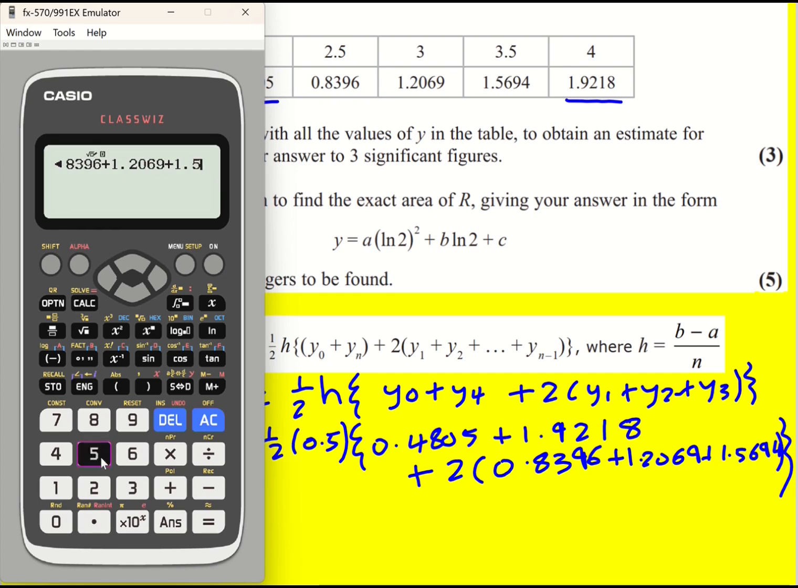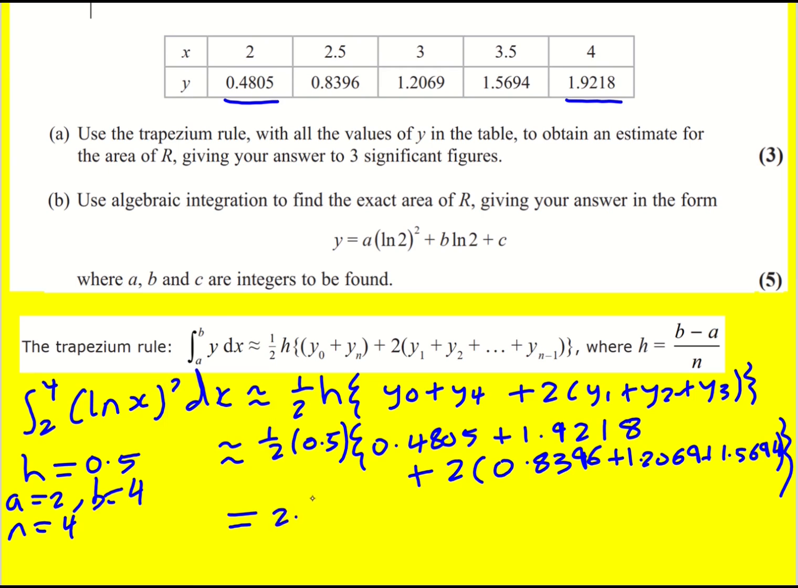Okay, hopefully you're trying this along with me. And what do we get? Right, we close the bracket there, and then again, 2.408025, which to 3 significant figures is 2.41.